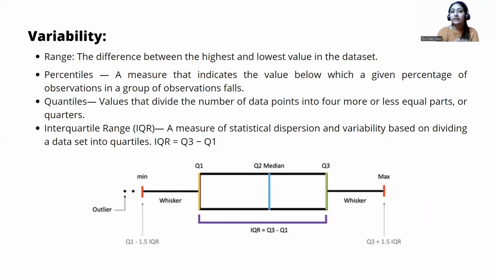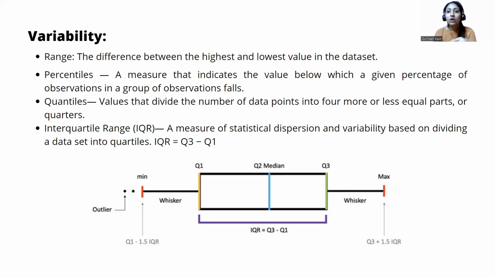Then we have a percentile. A percentile is a value below which a given percentage of observations in a group of observations fall. Let's understand this using an example. If you have scored 67 out of 90 in a test, that particular score won't hold any value unless you know in what percentile you fall into, right?